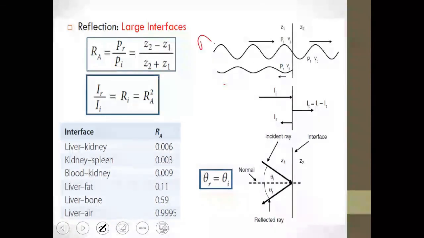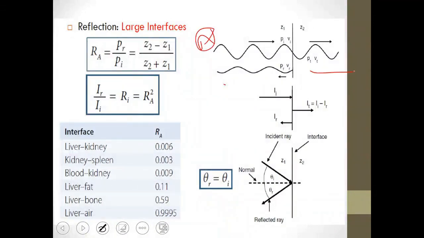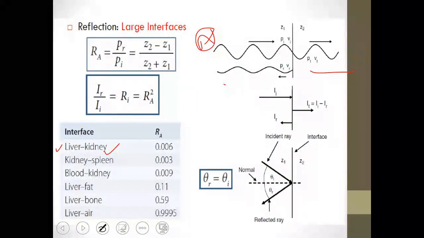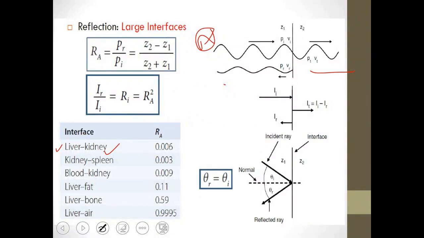Between, for example, a part that undergoes transmission and a part that undergoes reflection. Okay? If I have these mediums, one is the liver and the other is the kidney, the reflection will be small, around 0.6 for the kidney and 0.3, or 0.9 for the liver. Now the highest reflection is 59% of your beam will undergo reflection between the liver and the bone, soft tissue and bone. And you see that 99% of the beam will undergo reflection between the soft tissue and air.